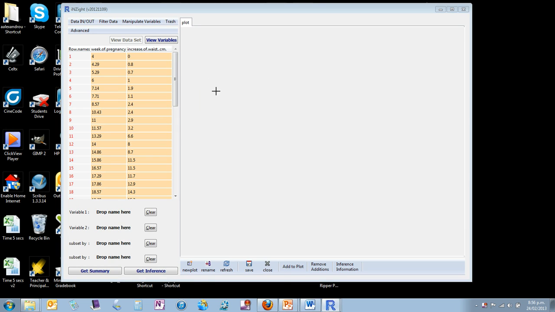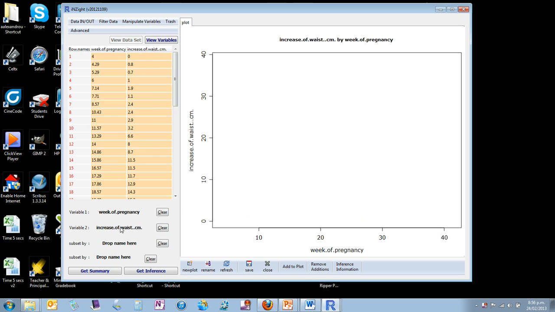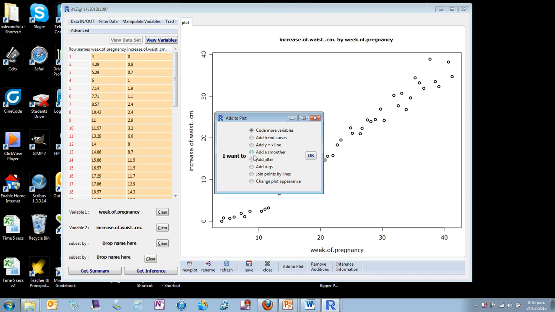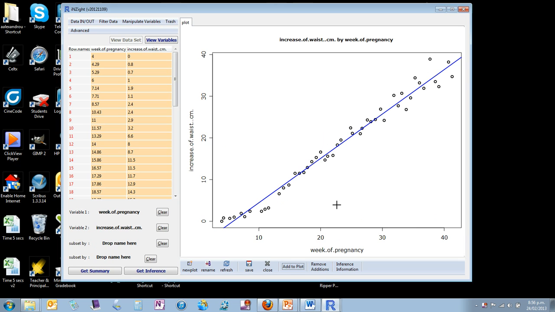Here I am back in Insight, and my weeks of pregnancy and waist increase data is here. Now what I can do is add to the plot the trend line, add curves, trend curves, and a blue line is just fine. We see that the line goes through most of the points. It goes right through the middle of this data, which is showing a linear positive increase. As weeks increase, so too does the waist size of these women.